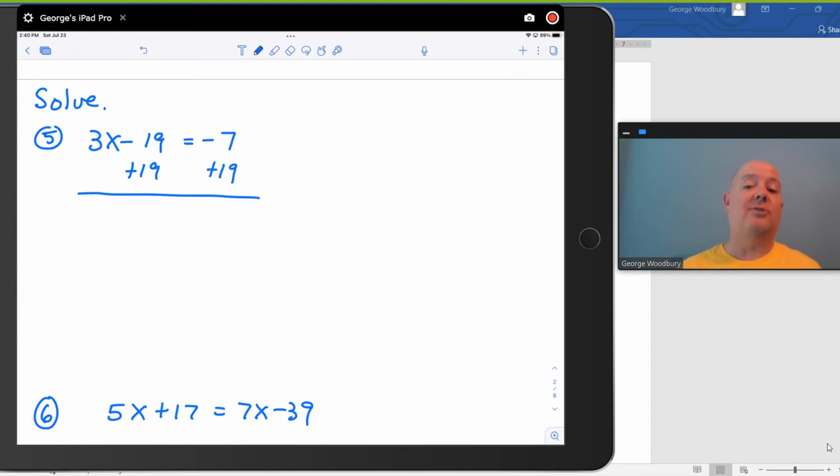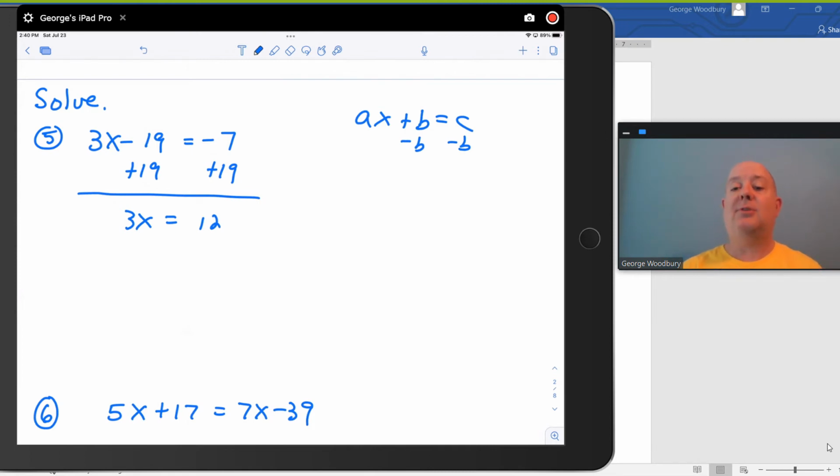And negative 19 plus 19 is 0, so that basically disappears, leaving 3x on the left-hand side equal to negative 7 plus 19, that's positive 12. In general, if you have an equation of this form, ax plus b equals c, where b and c are just constant terms, you want to get all the constant terms away from the variable term, move it to the other side. Then you'll be left with an equation like problem 3 and 4 that we did already.